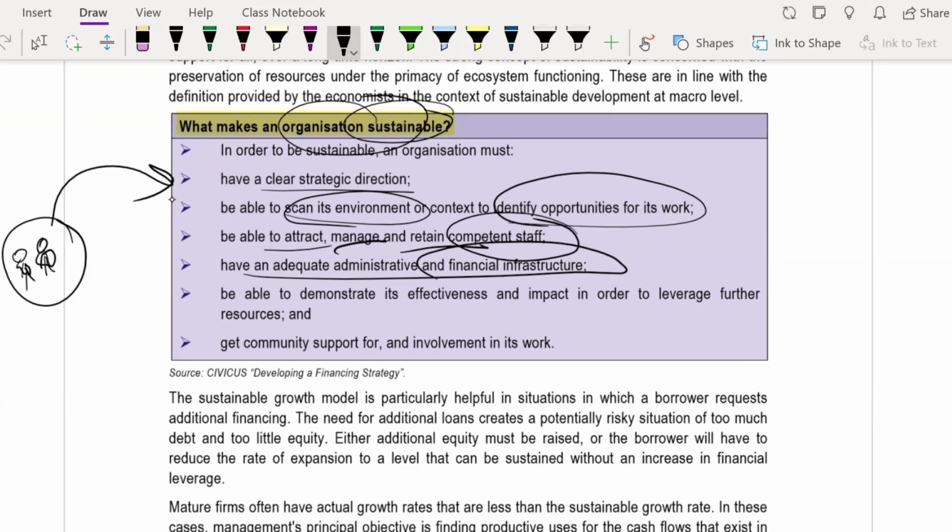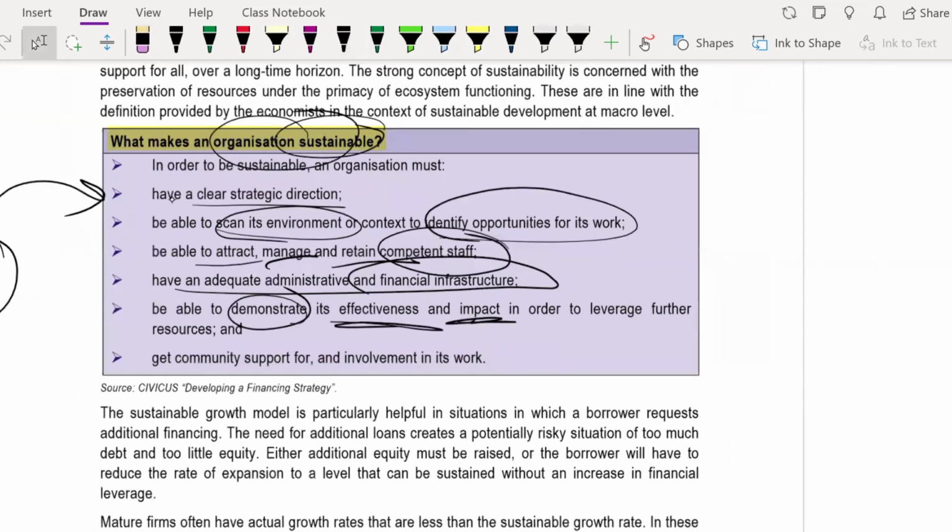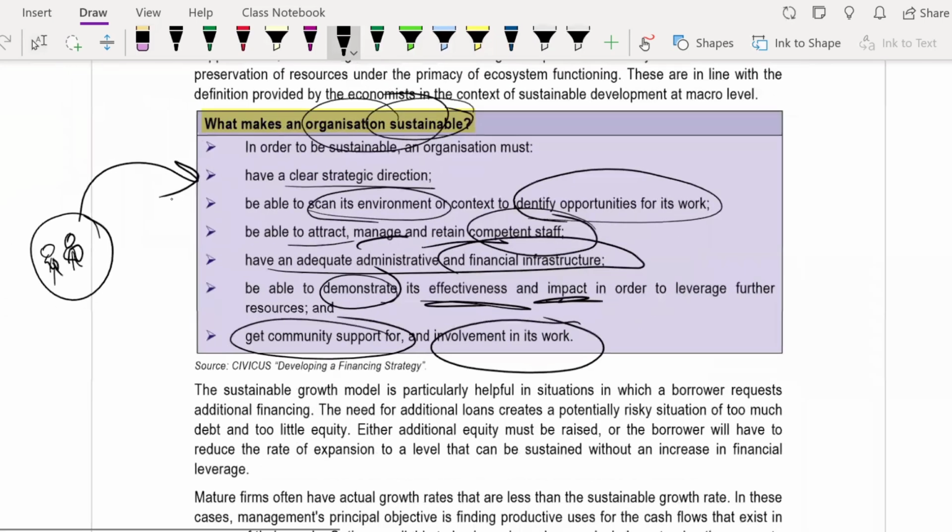And then she must be able to demonstrate that she is effective in work and she can create an impact in the house, so that in the future, in case she needs anything, the family always supports her in her decision. So she gets community support because she is involved in all the work in the house. Okay, so this is how you can make it sustainable.